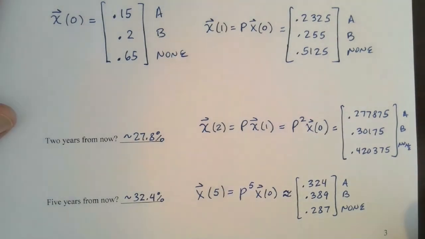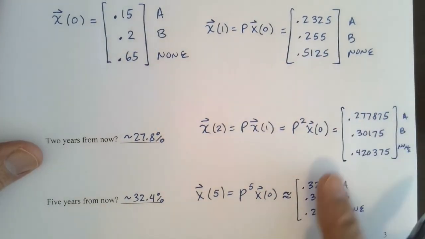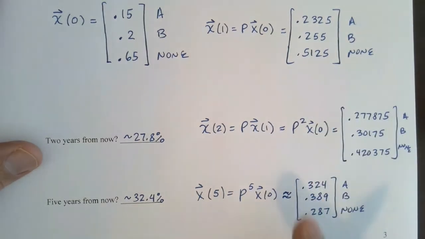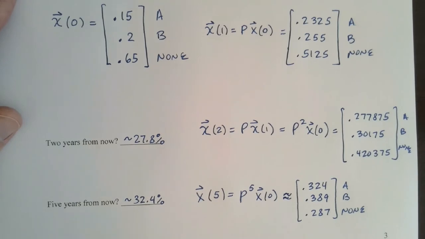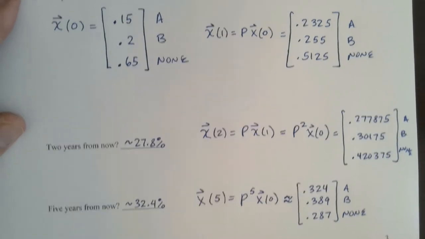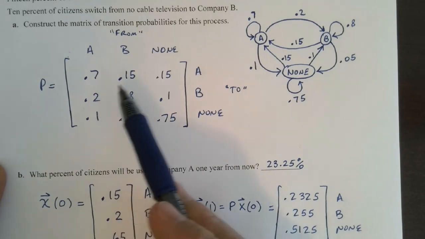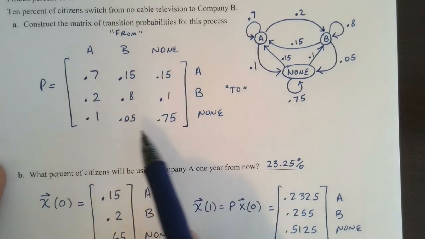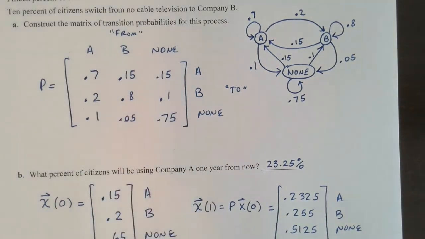Now, the next question is, we talked about steady state solution. So as time progresses, is this state vector approaching a steady state vector? In other words, are we approaching a place where the percentage using company A, company B, and no cable company will essentially remain constant each year? And the answer is yes, because this is a regular Markov chain. Why? This transition matrix is regular. Notice there's no zero probability anywhere here. And remember, that was one of the conditions. It's one way to guarantee a steady state solution.